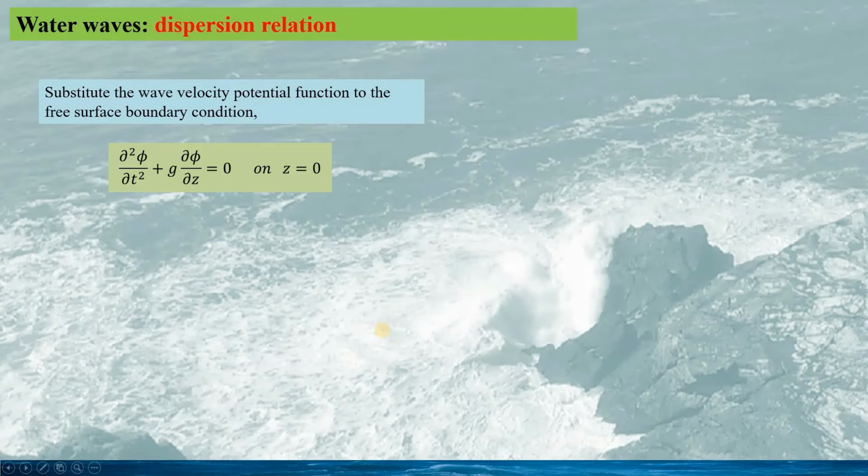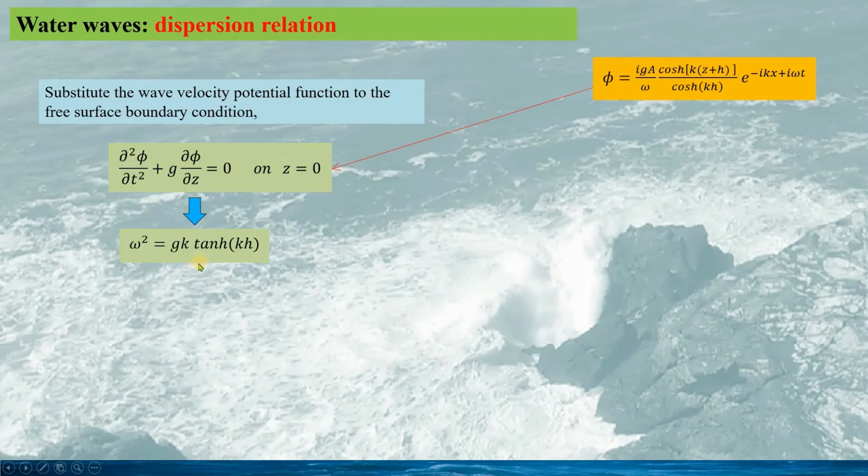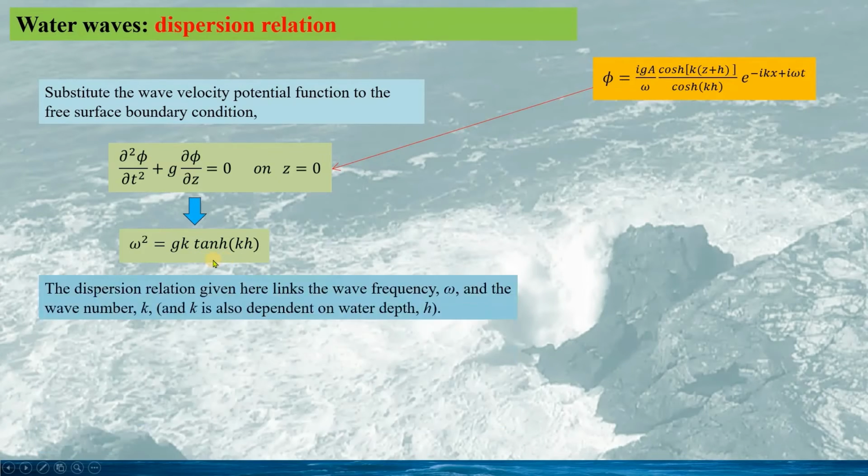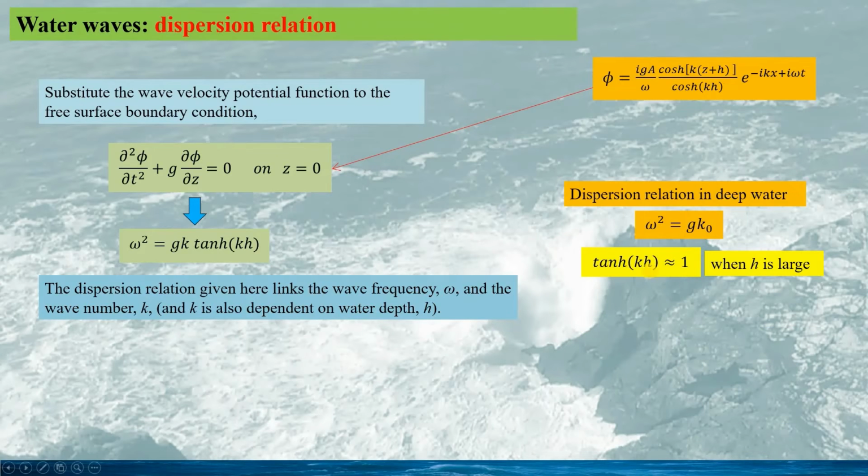In this slide, we'll use the free surface boundary condition, which was derived in the previous slide, given as a partial differential equation as this. If we substitute the velocity potential function into this boundary condition, we can obtain a relation called the dispersion relation, given in this form. This relation links the wave frequency omega and the wave number k. If we compare this dispersion relation to that in deep water, we can see the difference. The dispersion relation in finite water depth is much more complicated than that in deep water, since in deep water, tanh kh would be close to 1 when h is large enough.